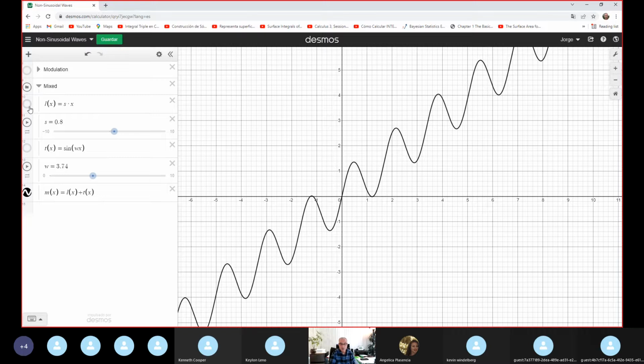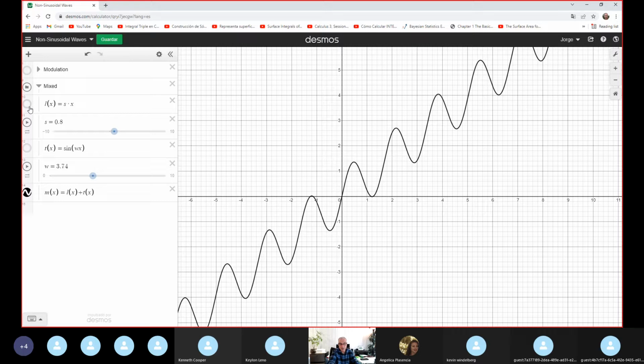And the answer is, it's obvious that it's non-periodic, and of course non-sinusoidal. But in this case, I combine a non-periodic function, which is a line, with a periodic function, which is sine. And the answer is non-periodic. This is completely crazy, no? A non-periodic combination with periodic gives me non-periodic.